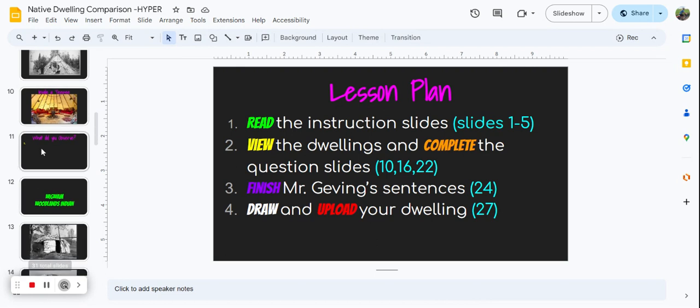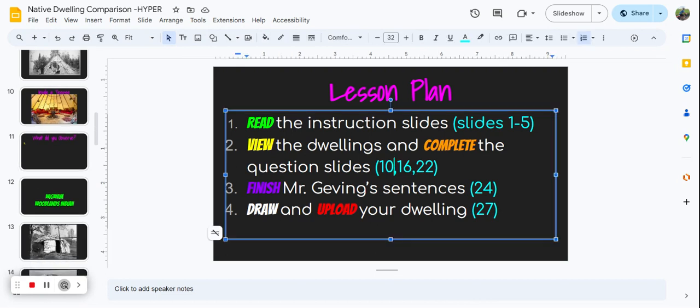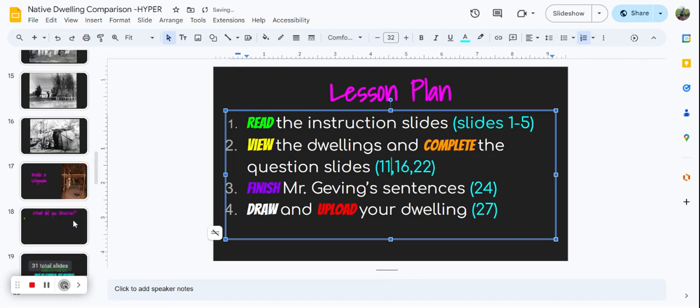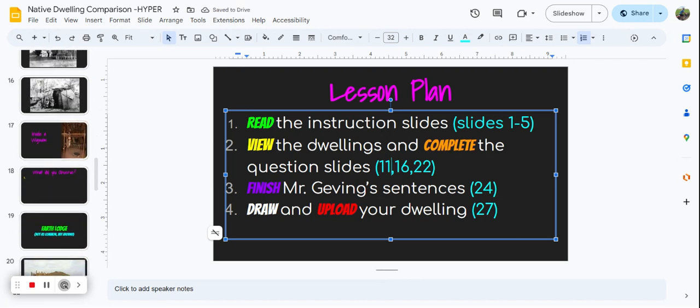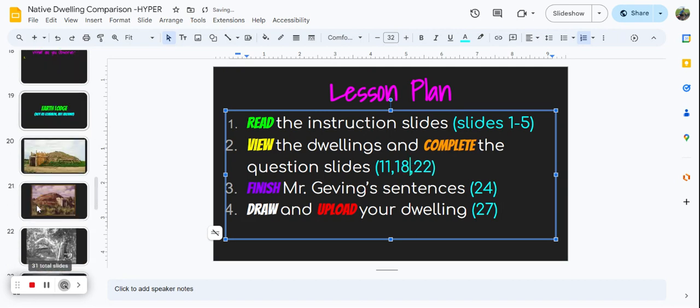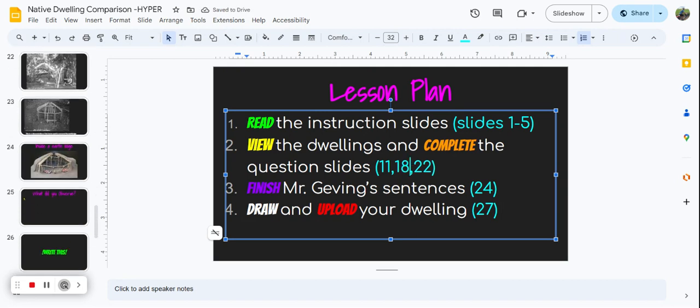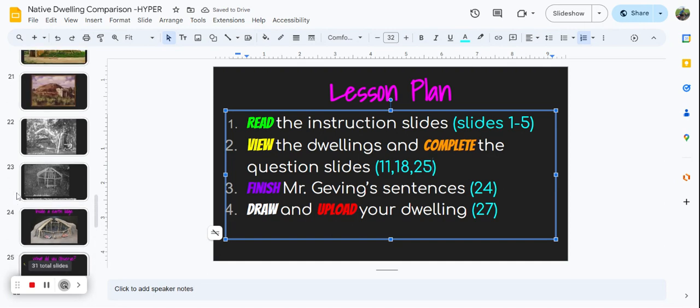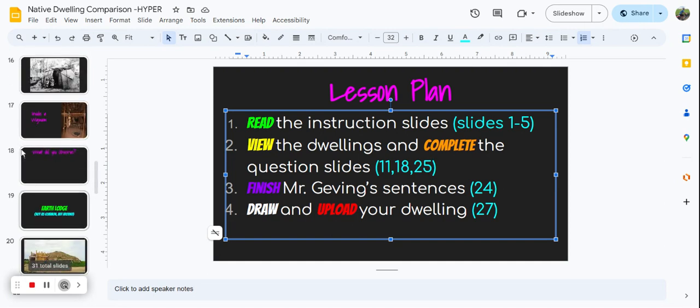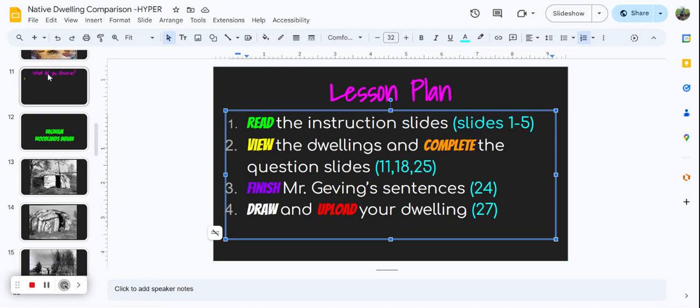So if I go here, slide 10, more like 11, I added one extra picture. And that means that everything is moving down. Slides 11, 18, and 25. We added in a few. So your sentences and questions are on 11, 18, 25. Here's 25. Here's 18. And there's 11.